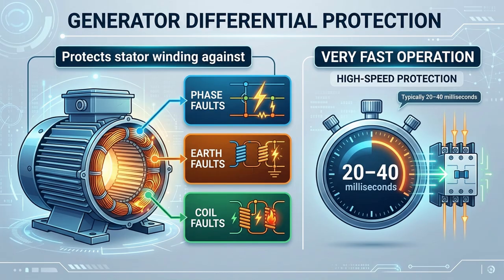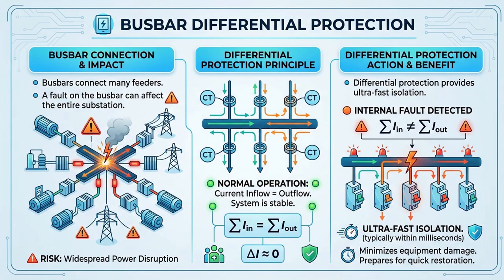Now, let's move to generator differential protection. It protects the stator winding against phase faults, earth faults, and coil faults. The best part, it operates extremely fast, typically within just 20 to 40 milliseconds, to minimize damage and keep the generator safe.